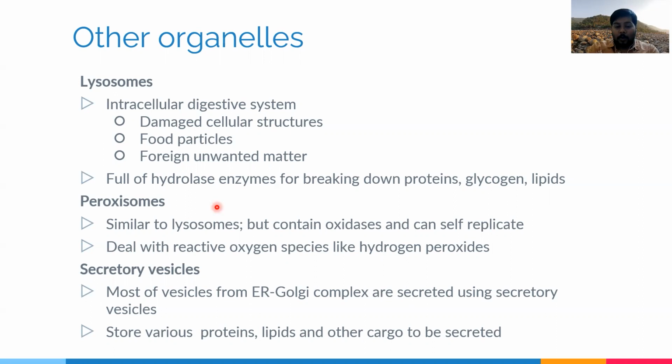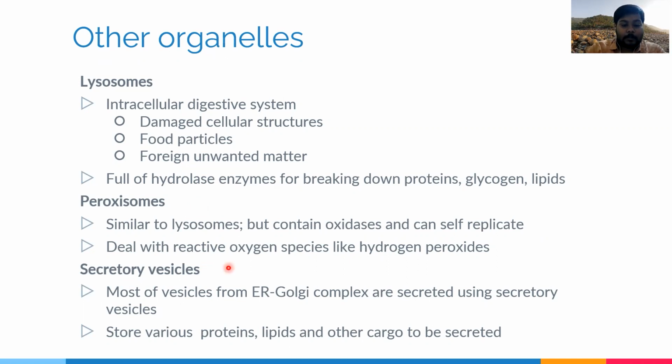Peroxisome contains various oxidases which deal with various reactive oxygen species or ROS, such as hydrogen peroxide. ROS are very damaging molecules that are created during normal cellular respiration, which include hydrogen peroxide and superoxides. These can react with various proteins, lipids, and nucleic acids present in the cell and degrade and destroy them. And thus, these need to be dealt with. And the peroxisome is responsible for dealing with these ROS.